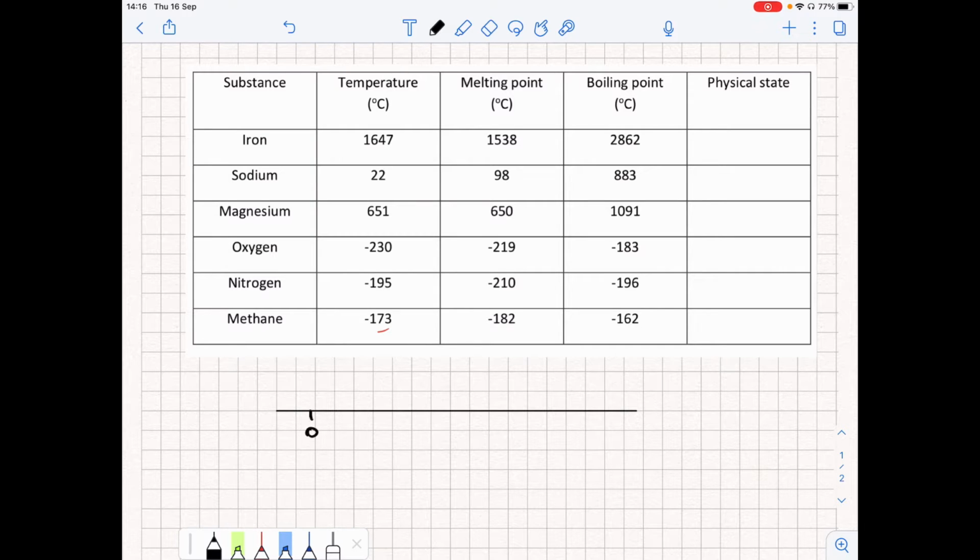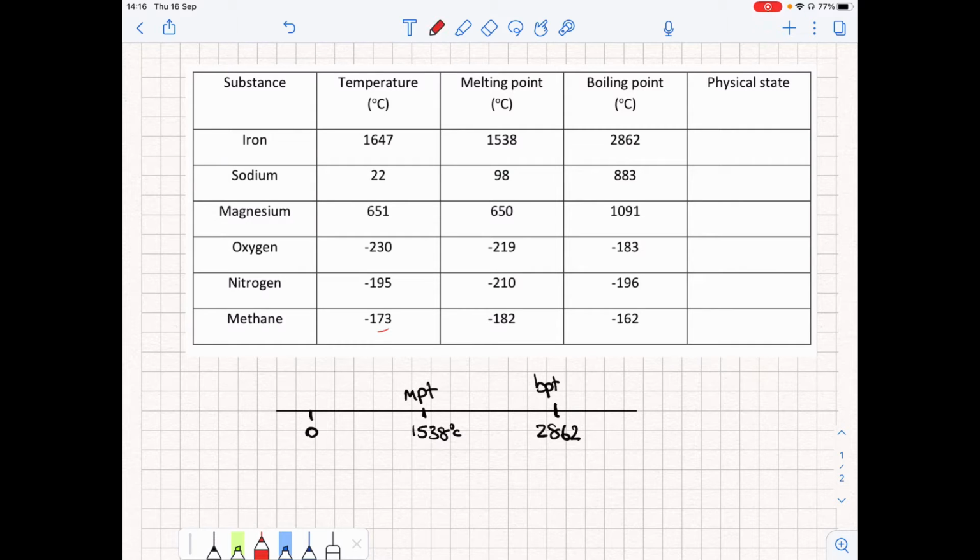I'm going to mark 0 down here. And then the first thing I'm going to do is mark on this number line the melting point, which is 1538 degrees C. And I'm going to label that so I know that there's a change in state happening at that point. And I'm going to mark on the boiling point, which is 2862, and that's the boiling point.